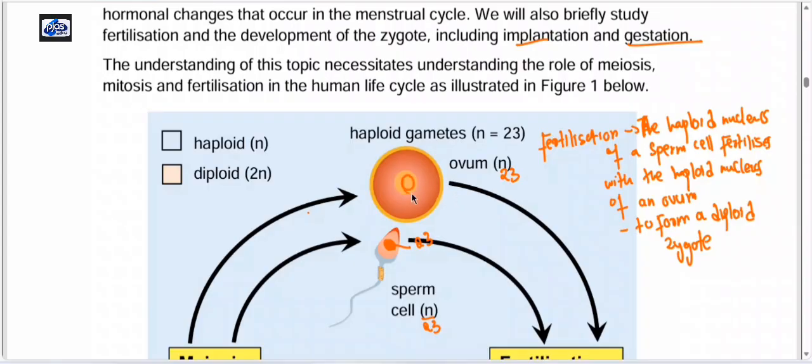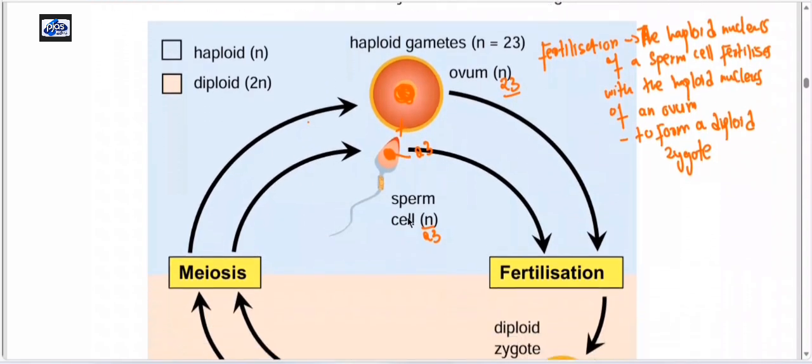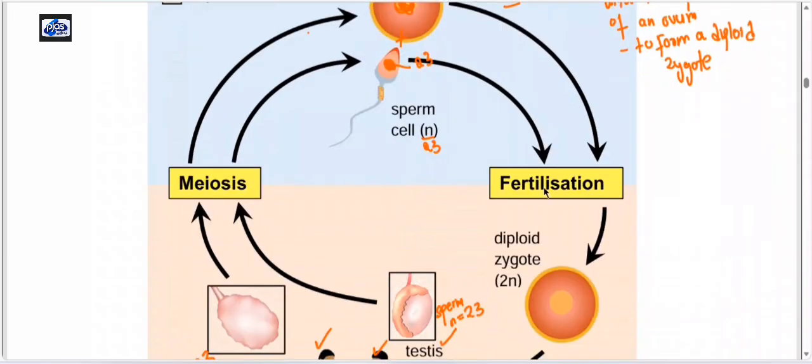And here we have the ovum, also containing 23 chromosomes. The fusion between the two gametes gives us the zygote, which is diploid. So this is what we did here: we have fertilization, and we have the diploid zygote.